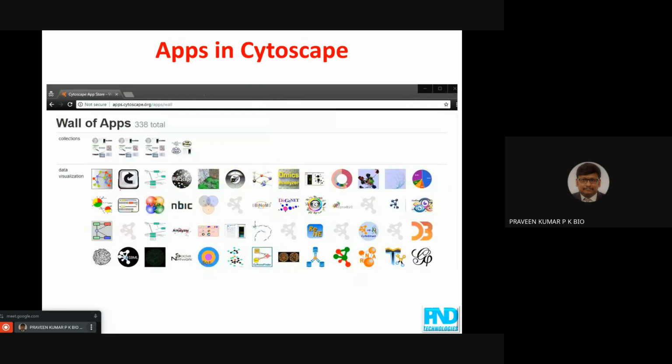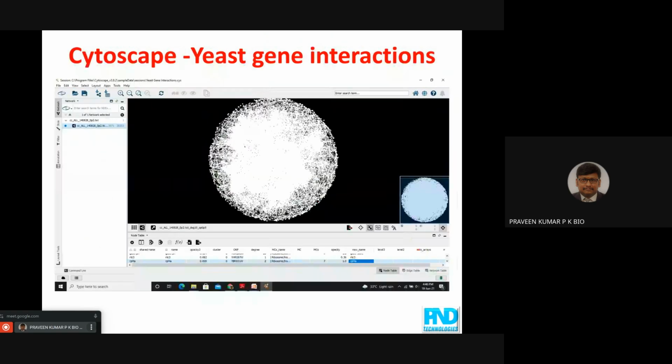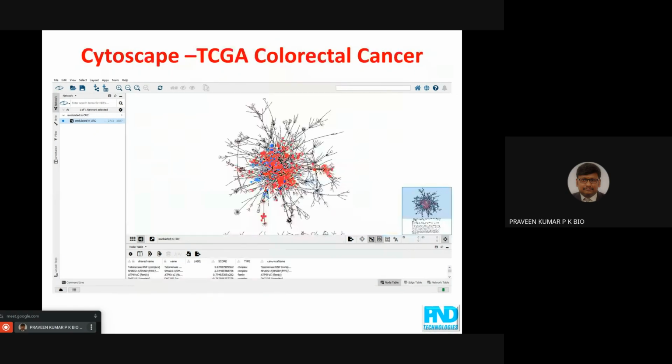These are the icons of Cytoscape. Each and everything is a kind of program to work with Cytoscape; that's what I call an app here. For data visualization, you can see the changes in networks like this. In Cytoscape, this is actually a demo file I just opened and am showing to you, and this is related to colorectal cancer, from the TCGA database.